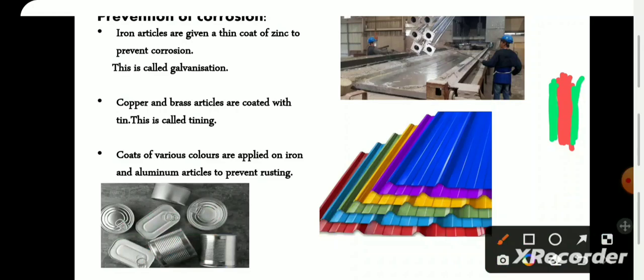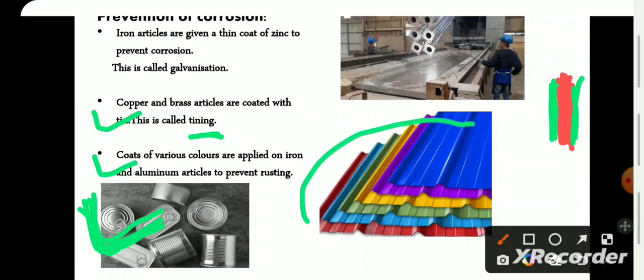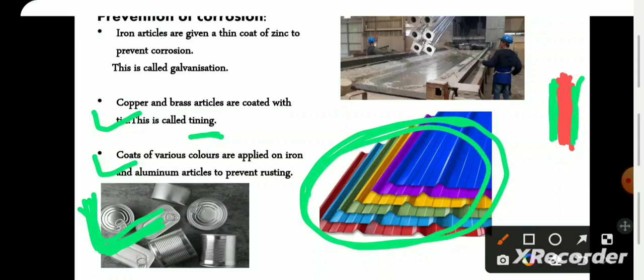Second, just like iron is coated with zinc, copper and brass are coated with tin, and this process is called tinning. This is the image of tinning. Third, coats of various colors are applied on aluminium and iron to prevent rusting. So in this way, these are all the steps we can take to prevent rusting.